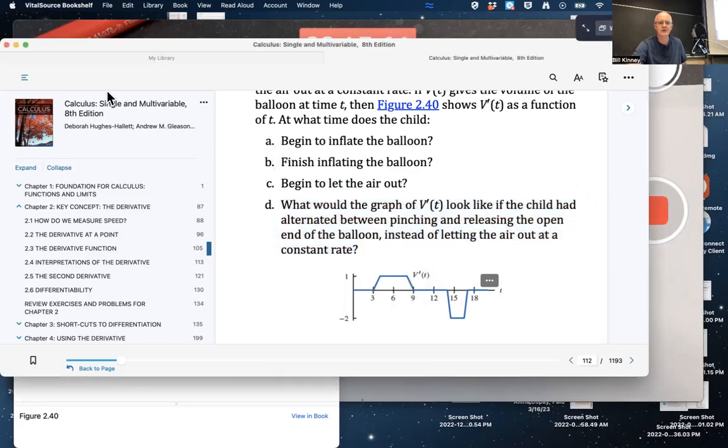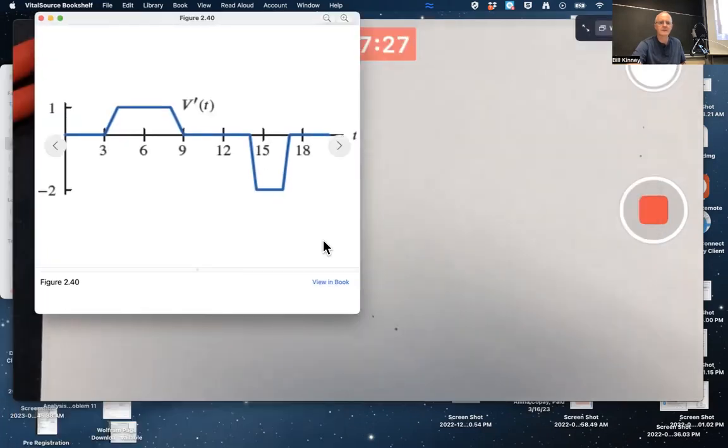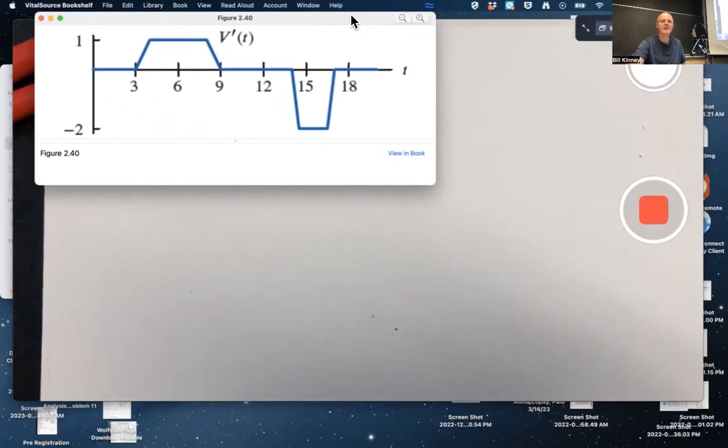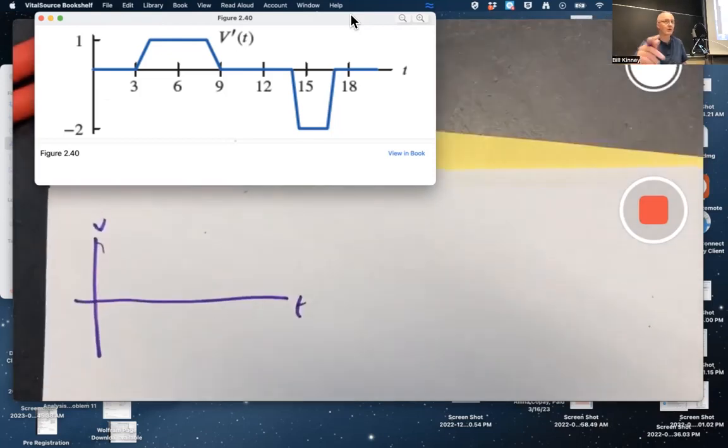Let's focus on the first three parts here. Begin to inflate, finish inflating, and begin to let the air out. This is the volume rate of change as a function of time. It might not be a bad idea to draw a graph of the volume itself. We're really doing the exact same kind of problem I hinted at with the other problem as something else you should be able to do 5-10 minutes ago. This is not V of t, it's V prime. What does V look like? You're not actually asked to draw a V, but I don't think it's a bad idea to try to think about this.